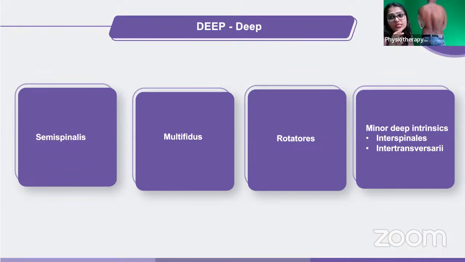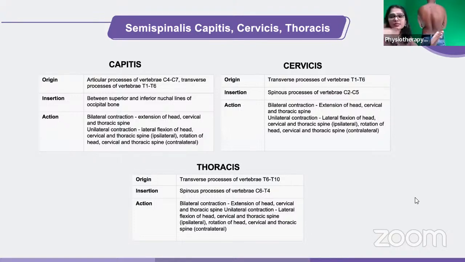Coming to the semispinalis muscle, it is again divided into capitis, cervicis, and thoracis. So how are you going to remember the semispinalis? First write that it starts from T10 and ends at C4. That is important first, from T10 to C4. If you can't remember all the parts, at least remember that it starts from the 10th thoracic vertebra and gets inserted into the C4 vertebra. After that, let us divide it into thoracis, cervicis, and capitis.